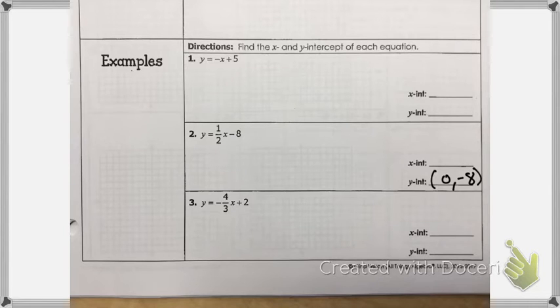It's when y equals 0, exactly. So when y is 0, 1/2 x minus 8 equals 0. To get x alone, I'm going to add 8.